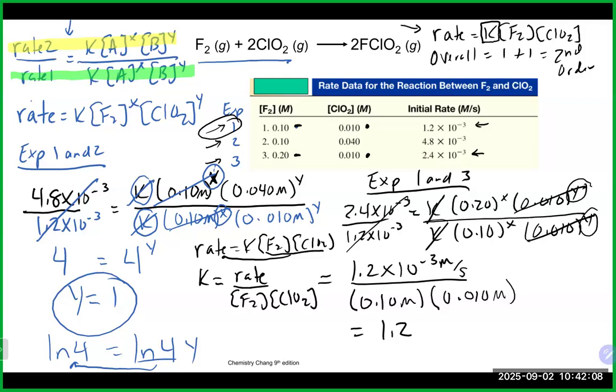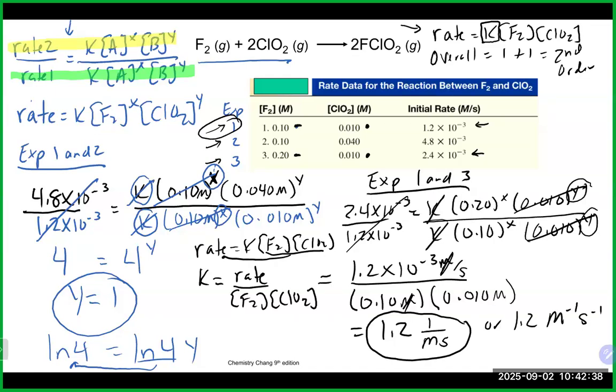Now, what are the units here? I have molarity on top and molarity on the bottom, so that cancels. That gives us 1 over molar seconds as the units associated with the rate constant. Or some people will write 1.2 M to the minus 1, s to the minus 1. Either way is fine. The units for the rate constant are extremely important, and you should always include units, as we will talk about.